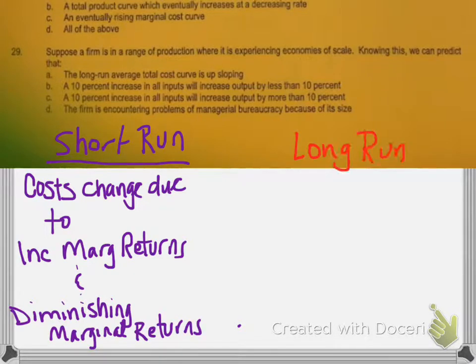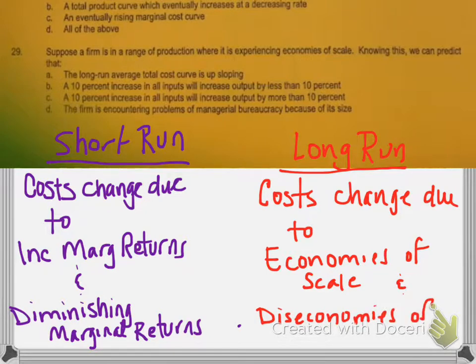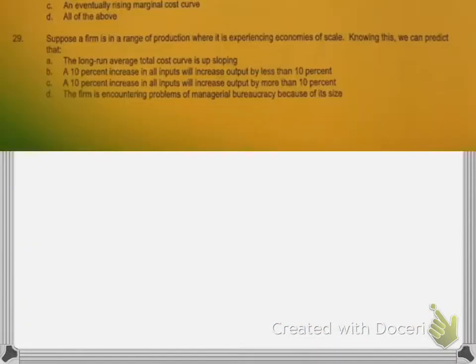Now, if you're dealing with the long run situation, your costs are going to change due to economies of scale, which causes your cost to fall, and you also have diseconomies of scale, which causes your costs to rise. So looking at number 29 again, it's experiencing economies of scale, so I know that that refers to the long run. You're also given this weird thing where you're talking about 10% increases and more than and less than.